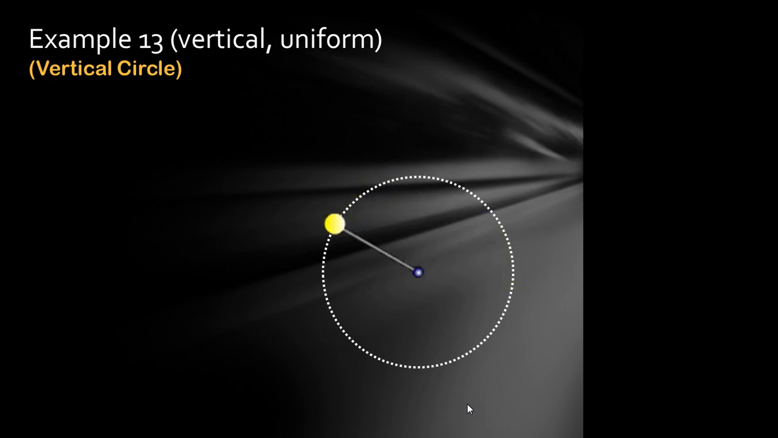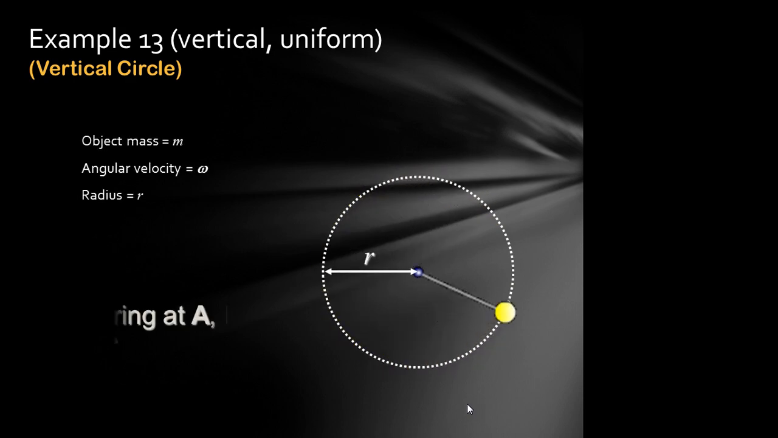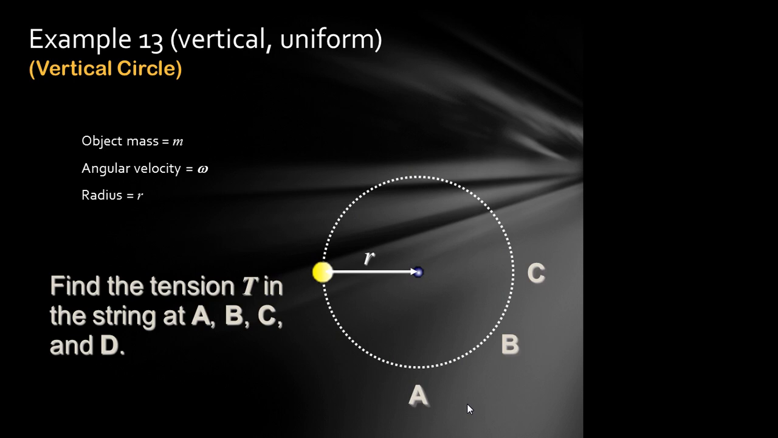Right. So let's consider example 13, a very special case of vertical circular motion, but it's still uniform. Somehow I make it uniform, alright? And then you can tell me why you think it's not realistic. So we'll identify 4 critical points in our vertical circular motion, A, B, C, D.